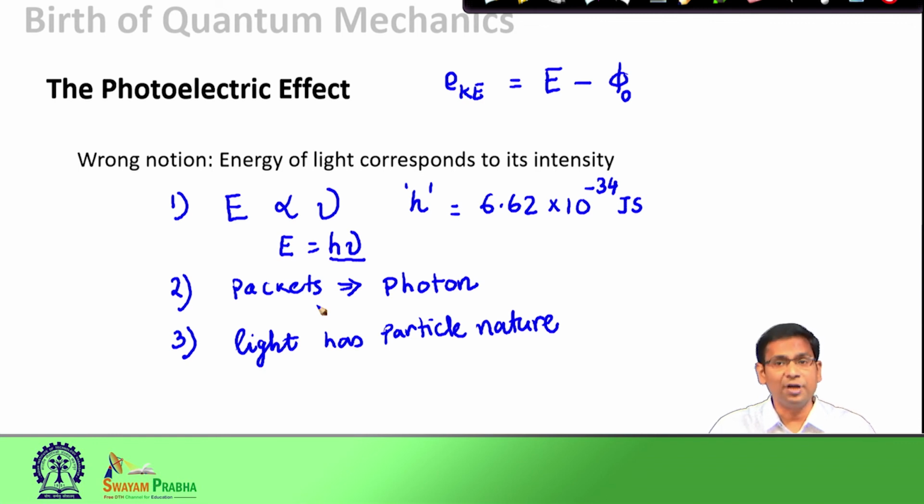So, if your frequency matches or is beyond the threshold energy phi 0, or the work function of the metal, then the photoelectric effect should be observable. And if the energy corresponding to the frequency of the light is lower than the work function of the metal, no matter how intense a light you bring, it is not going to show you photoelectrons. The photoelectric effect will be absent. That is because the energy is related to the frequency and not intensity.